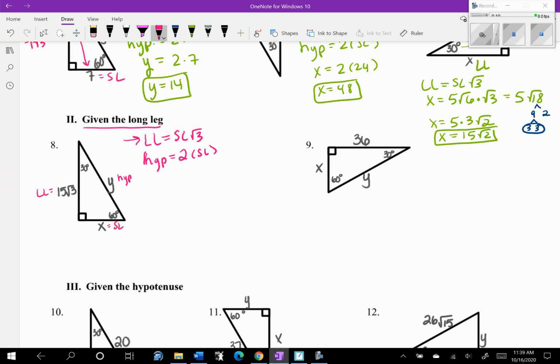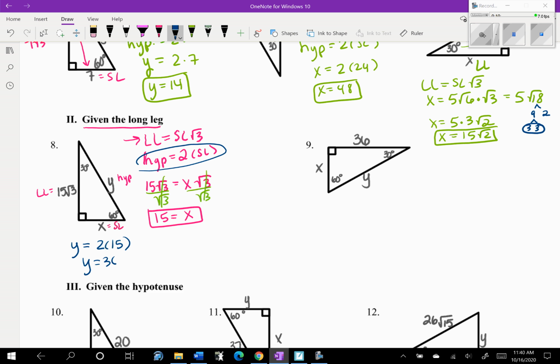with the long leg. So we have the long leg, which is 15 times the square root of 3, is equal to the short leg, which is the variable x times root 3. And now we're going to go ahead and solve for x by dividing both sides by the square root of 3. So those end up canceling out because that's equal to 1. And we get that the short leg is equal to 15. So now that we have the short leg, we can go ahead and solve for the hypotenuse using our other formula. So to solve for the hypotenuse, we know the hypotenuse, the variable y, is equal to 2 times the short leg. So 2 times 15, which gives us 30. So y is equal to 30.